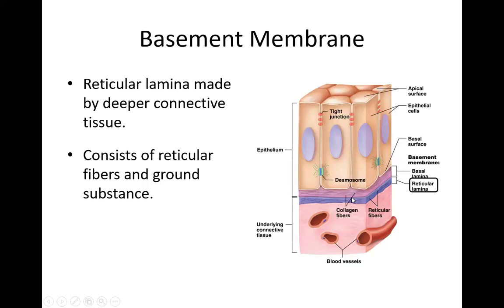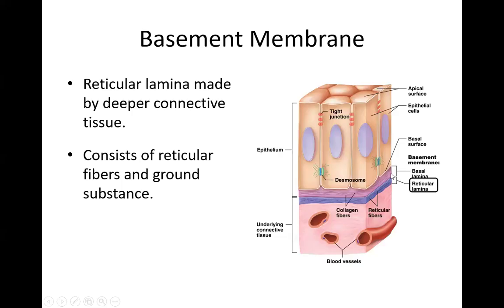So ground substance is found in both. Ground substance is found in the basal lamina and ground substance is found in the reticular lamina. Then what is the only difference? The only difference is the fibers.